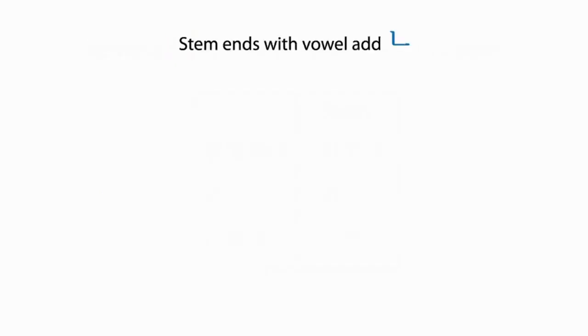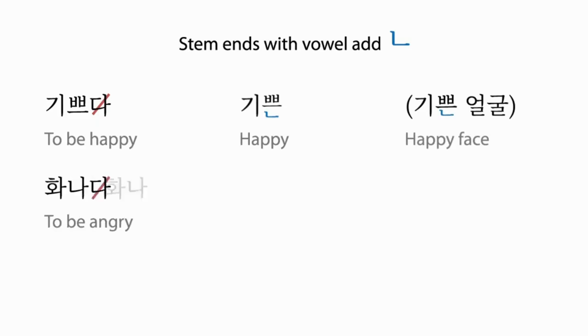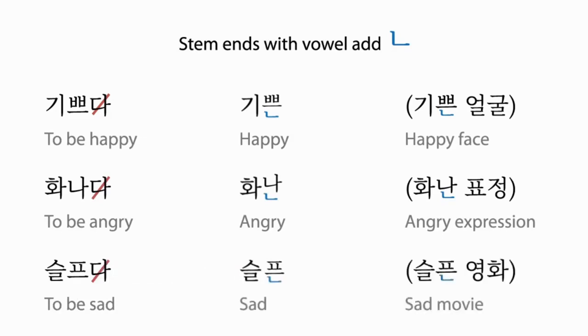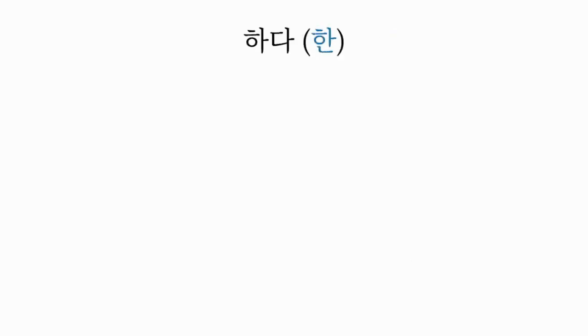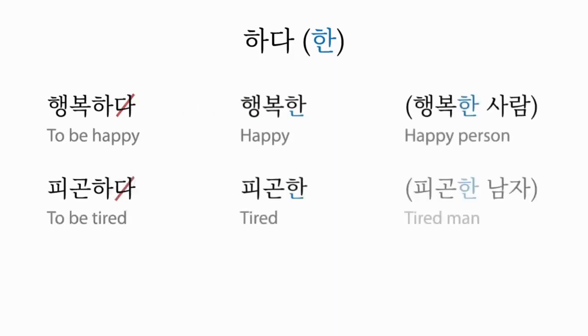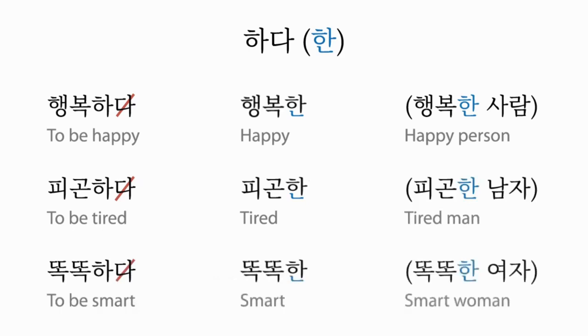If the stem ended with a vowel, we add ㄴ. 기쁘다, 기쁜, 기쁜 얼굴, 화나다, 화난, 화난 표정, 슬프다, 슬픈, 슬픈 영화. Adjectives that end with 하다 also become 한. 행복하다, 행복한, 행복한 사람, 피곤하다, 피곤한, 피곤한 남자, 똑똑하다, 똑똑한, 똑똑한 여자.